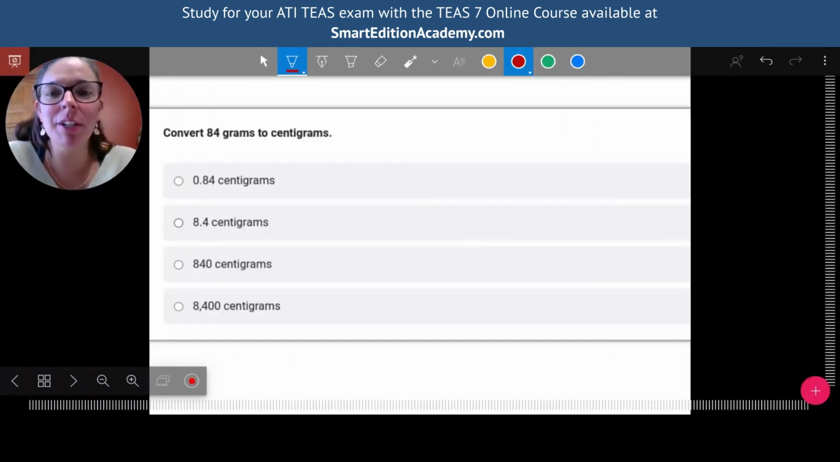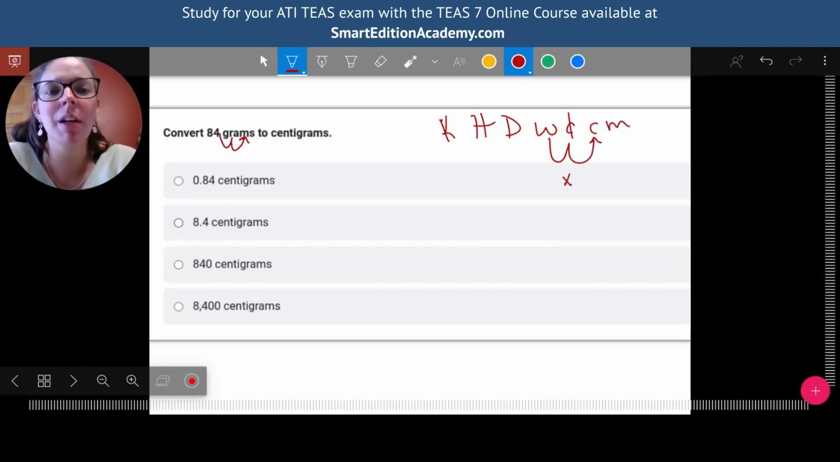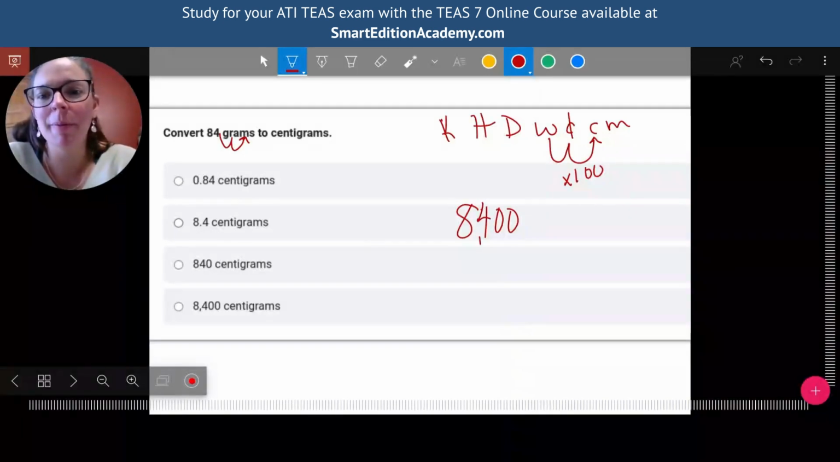84 grams to centigrams. So maybe you know the mnemonic, maybe you don't, maybe you know the conversion. What do you know best? King Henry died while drinking chocolate milk. So I'm going to go from grams to centigrams. So twice to the right. This is the same thing as multiplying by 100. So maybe you knew that already. Either way, you should get 8,400 centigrams.